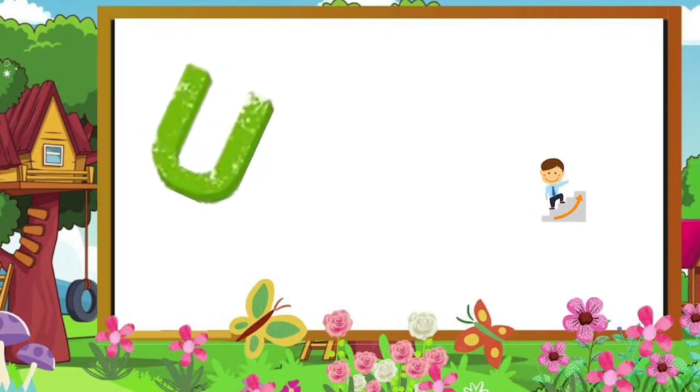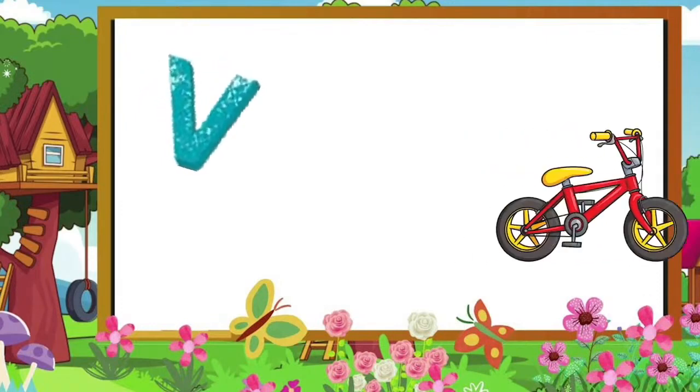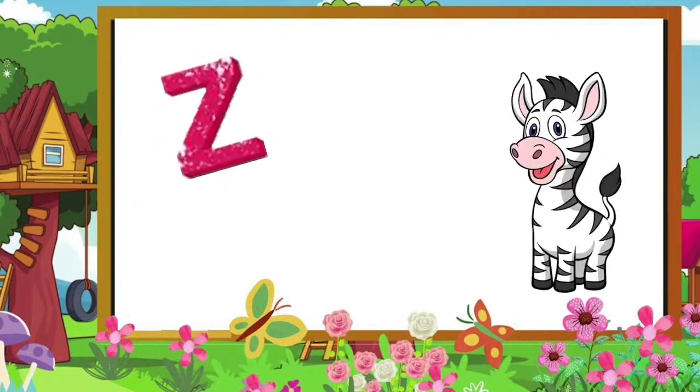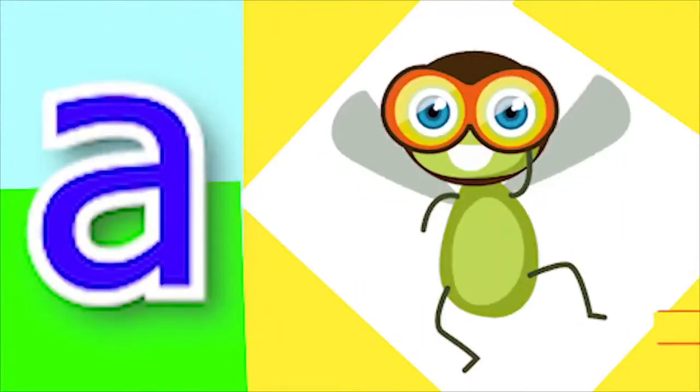T for toy, T for tooth. U for up and U for uno. V for van and V for vehicle. W for watermelon, W for wand. X for Xmas tree, X for X-ray. Z for zombie, Z for zebra. A for aeroplane, A for iron.